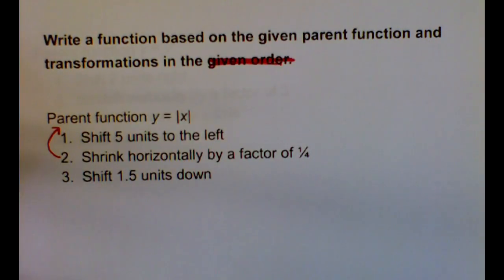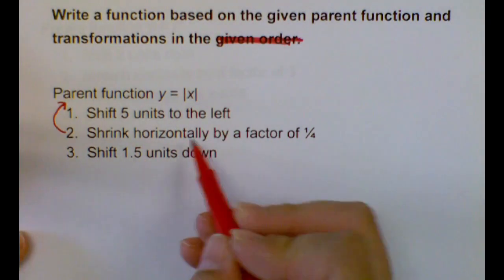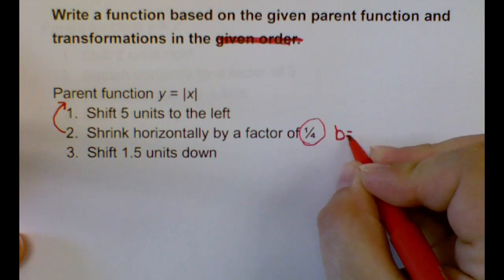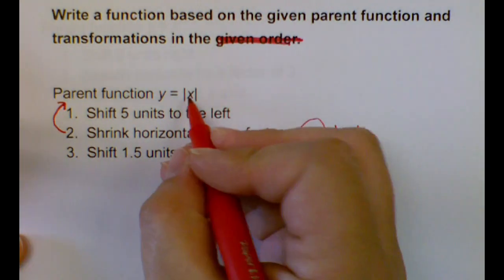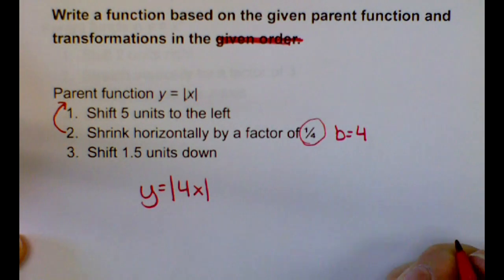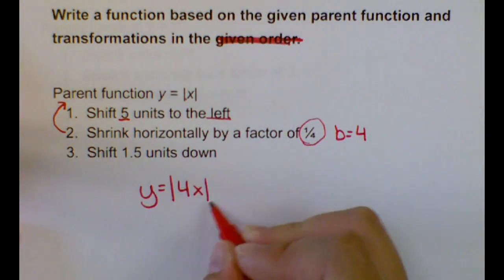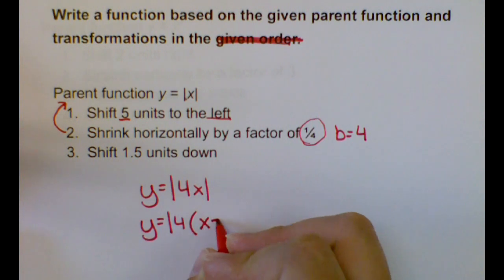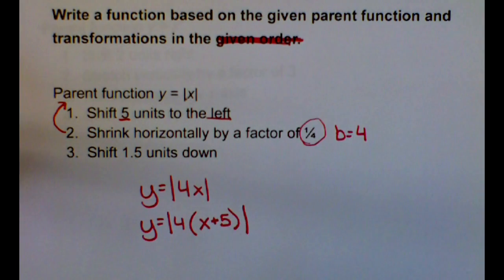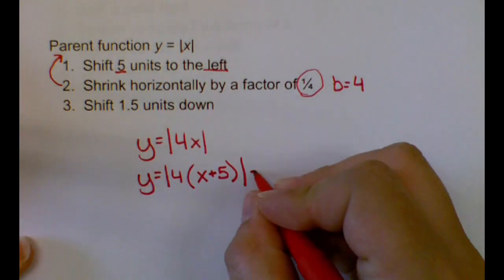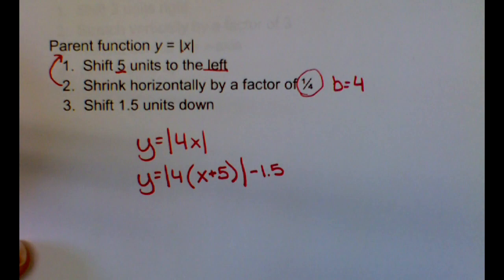Our parent function is y equals the absolute value of x. So a horizontal shrink by a factor of 1/4. That means our b value is the reciprocal of that, which is 4. So in with the x goes our b. So I have the absolute value of 4x. Then I shift 5 units left. That's a plus 5 in with the x. And make sure you put it in with the x. All right, don't put it outside of that 4. You need another set of parentheses there. And then I shift 1.5 units down. I can just stick a minus 1.5 on the end.